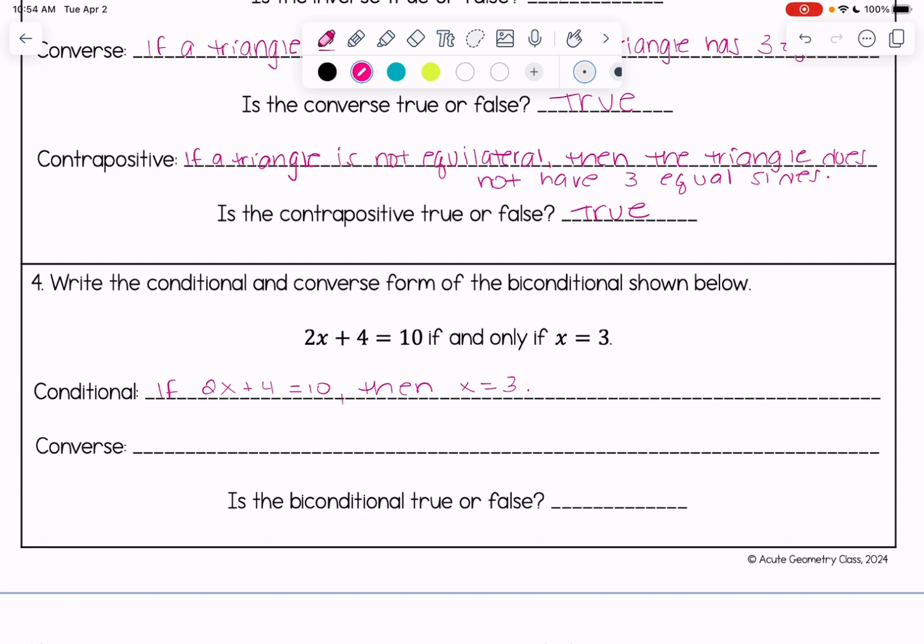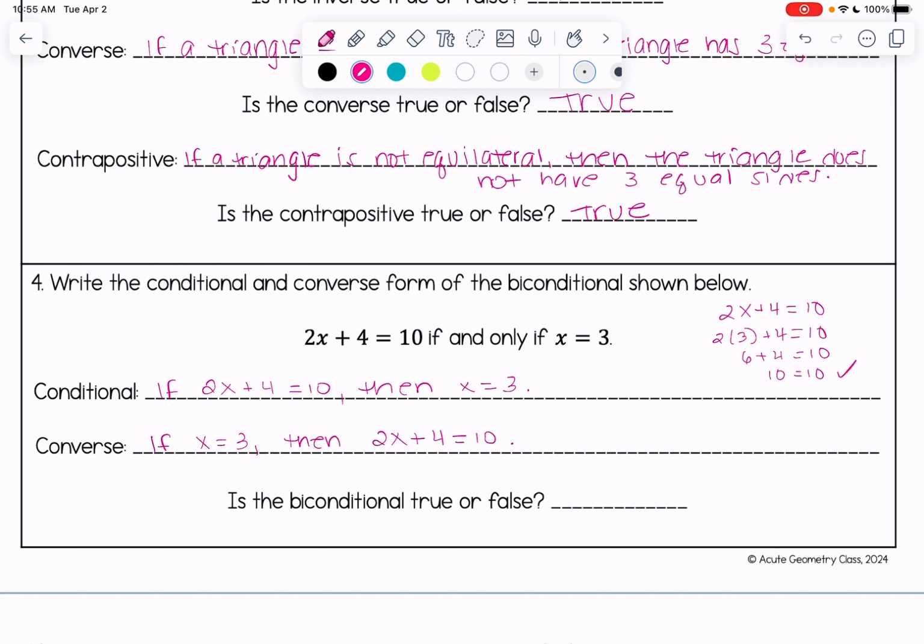When we do the converse of that, we're going to change the order of those two statements. So if x is equal to 3, then 2x plus 4 equals 10. So when we look at this, first of all, and you could always do this off to the side if you needed to, if x is 3, you can see when I substitute it in here that I am going to get a true statement. So when I have the equation 2x plus 4 equals 10, x does in fact equal 3 when I go and solve that.